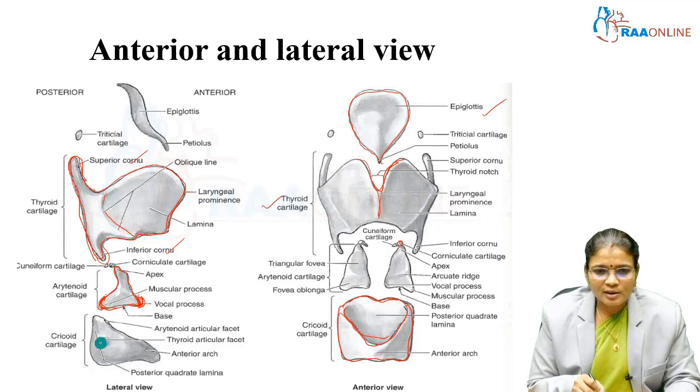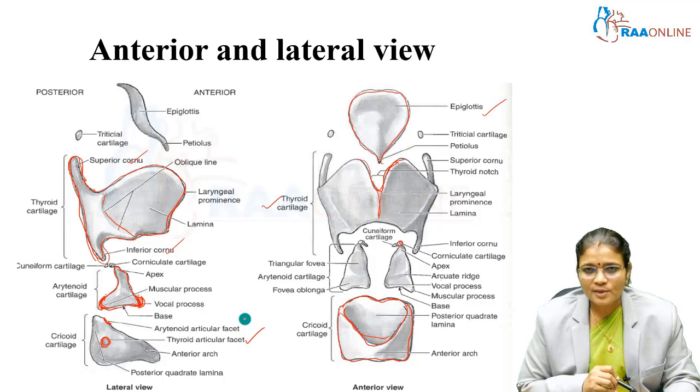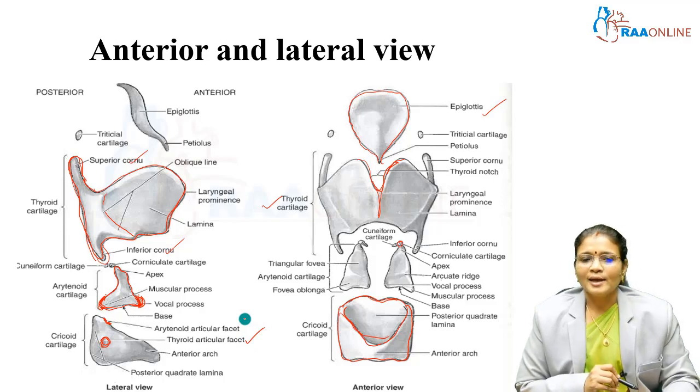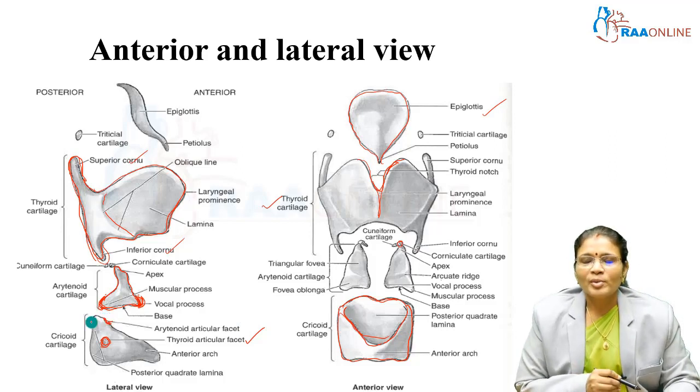Here you can see the cricoid cartilage, lateral view of the cricoid cartilage. There is a facet in the lateral view of the cricoid cartilage. Again, there is another facet here in the cricoid cartilage. What are these facets for? This facet is called the thyroid articular facet. As the name indicates, the thyroid cartilage will come and articulate here and it will form a joint called the cricothyroid joint. And here the arytenoid cartilage will articulate, forming a joint called the cricoarytenoid joint.